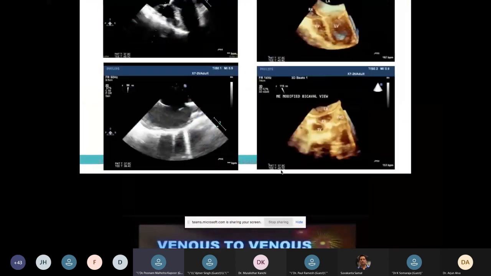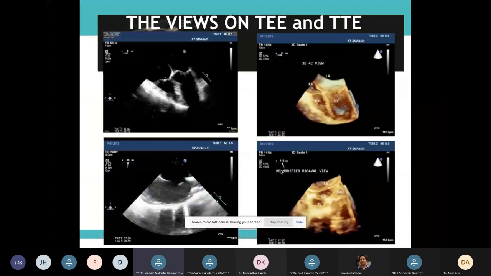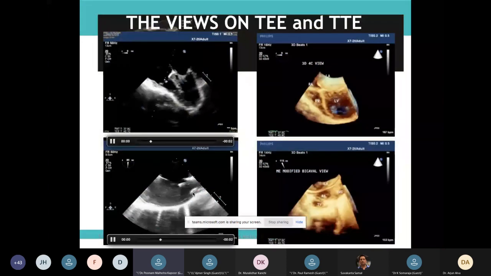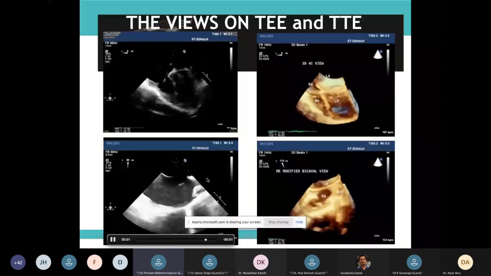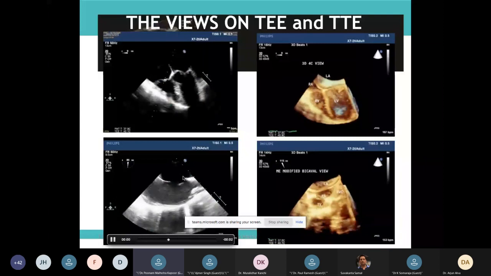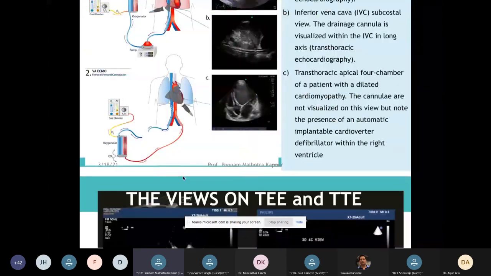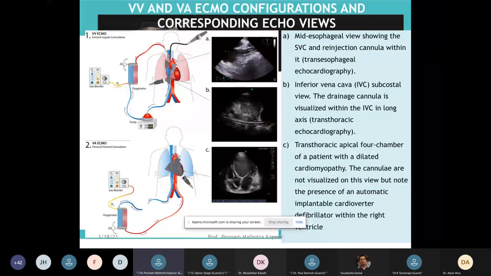A mid-esophageal four-chamber view, as you see here, and a bicaval view to rule out an interatrial septum break with an ASD or a PFO is also very nicely done after you have seen the four-chamber view, and then do the long axis view. The inferior vena cava subcostal view on a transthoracic echo is a good view to see the drainage cannulas and the IVC in the long axis.